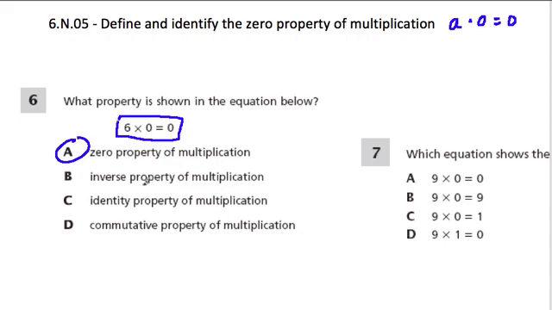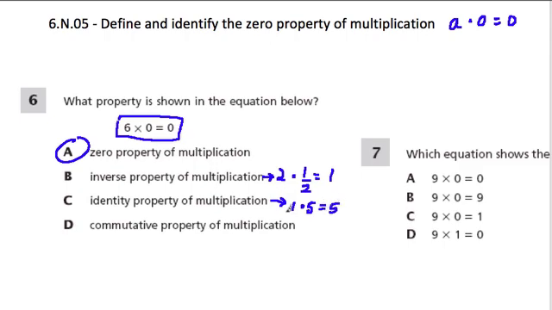The inverse property of multiplication here, b, is when you have, let's say, a number like 2 and you multiply it by 1 over 2, the inverse of 2. This would give us 1. So the inverse property of multiplication says what two numbers do you have to multiply to get 1. The identity property of multiplication refers to the number 1. 1 times anything like 5 or 6 is just going to equal that number.